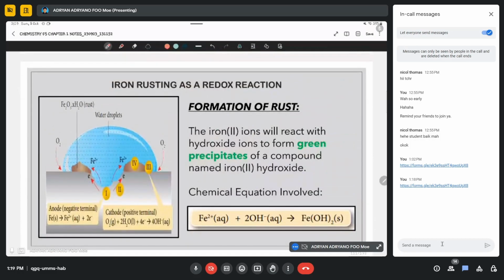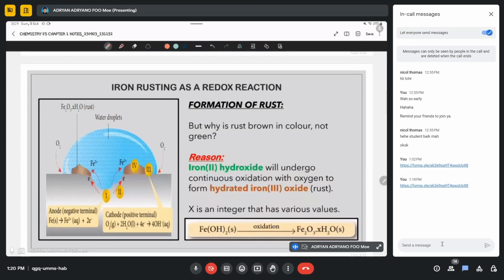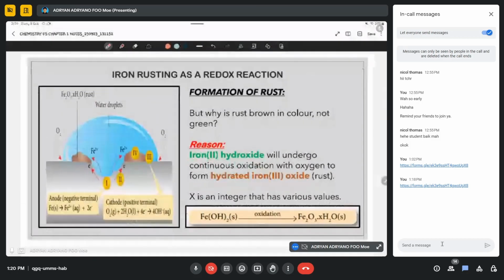Okay, then what happened? This Fe2+, right? It's unstable, so it wants to become stable. It combines with hydroxide ions and forms a green precipitate, because we know Fe(OH)2 is green. Okay, then what happened next? But you then ask yourself, why is rust brown in color, not green?